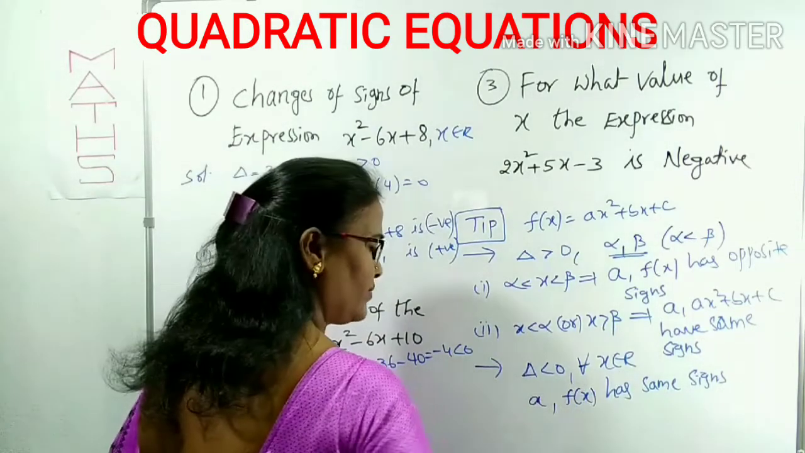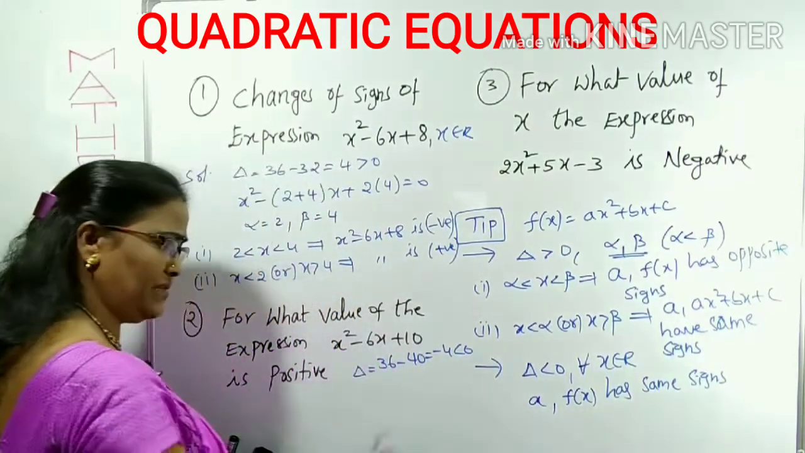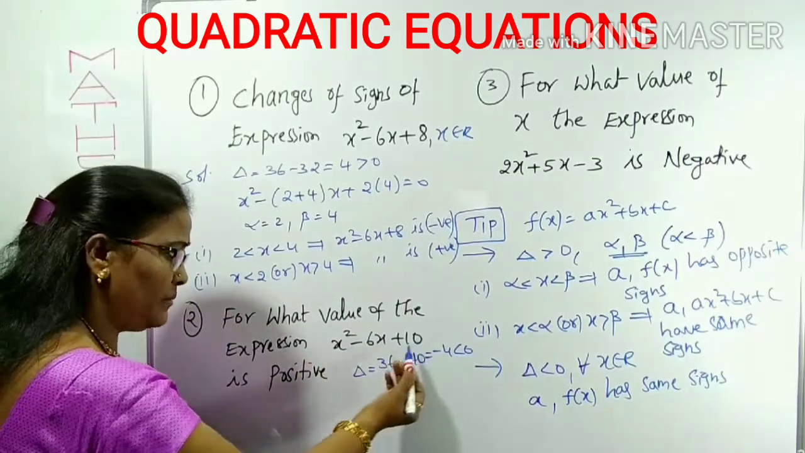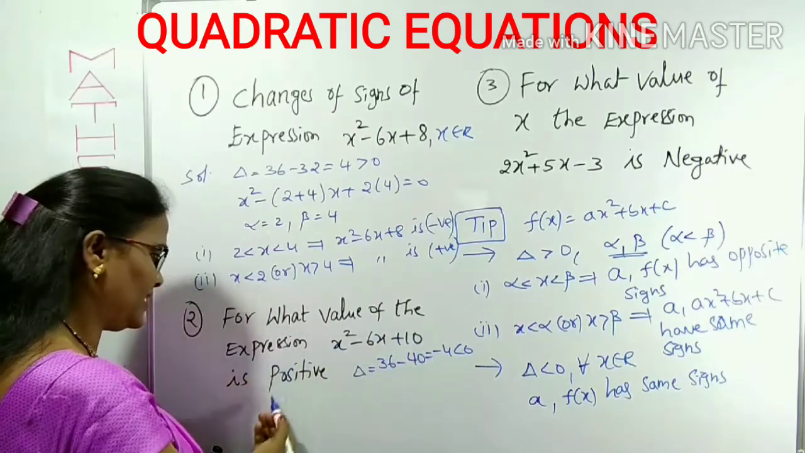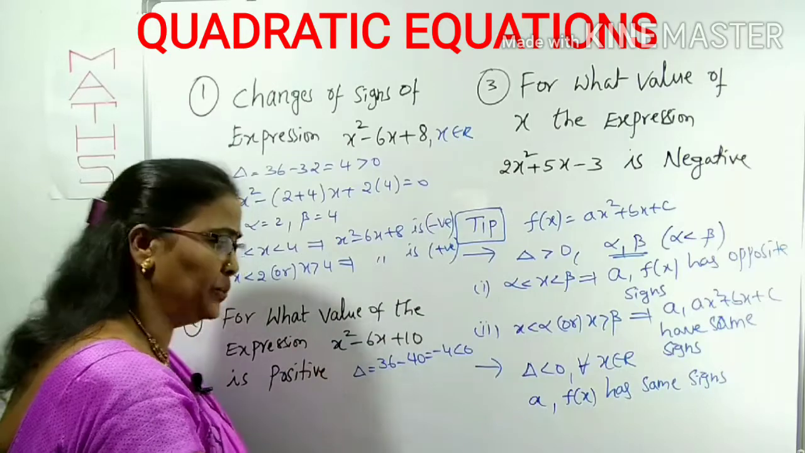Delta less than 0 case: for every x belongs to R, A and f(x) have the same sign. What is A here? The x square coefficient is 1, which is 100% positive, as given. So A is positive, f(x) is also positive, and they will only give the same signs.